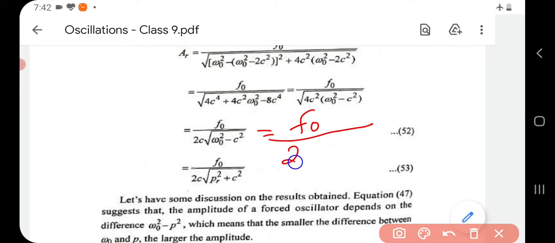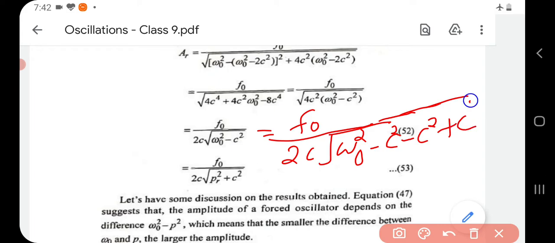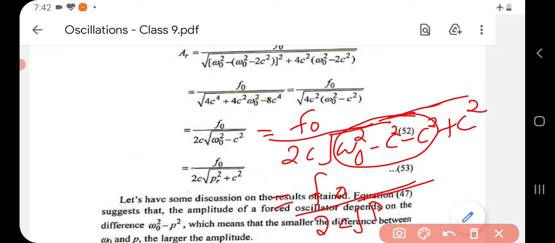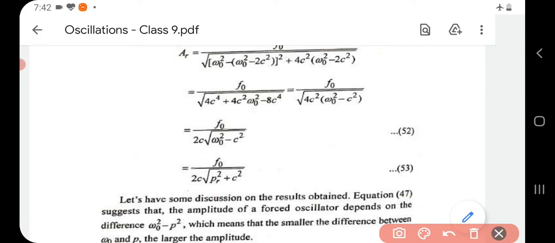f0 by 2c root of omega 0 square minus c square. Just put minus c square also. Since you put like that, you have to add 1 c square. This is of the form f0 by 2c root of, what is omega 0 square minus 2c square? It is PR square, right? Then plus c square is kept as this. That is how you got this equation.